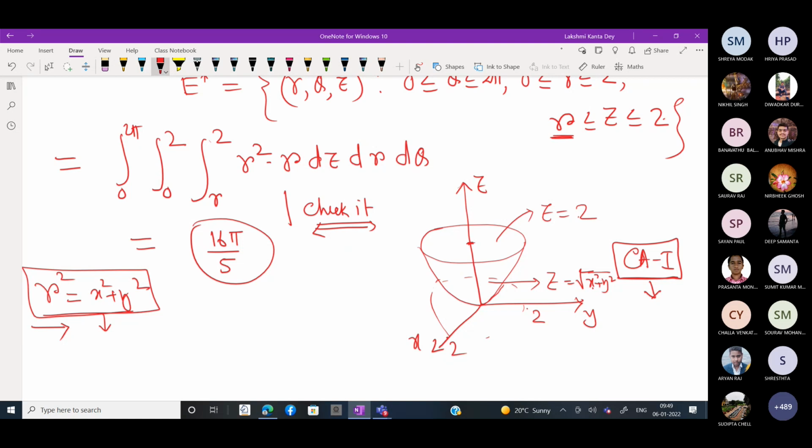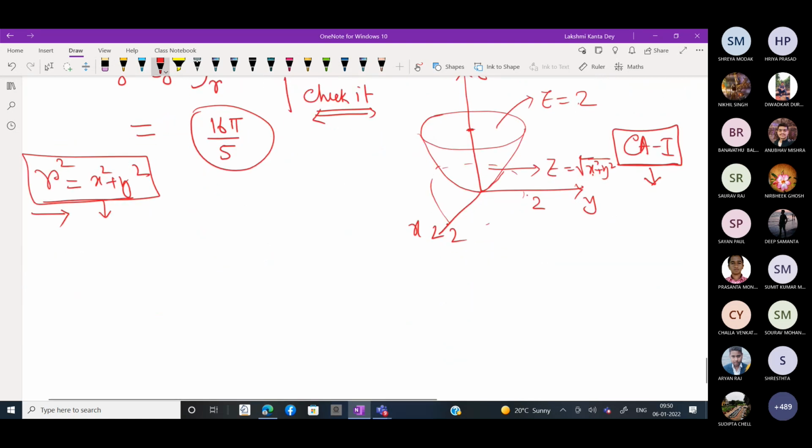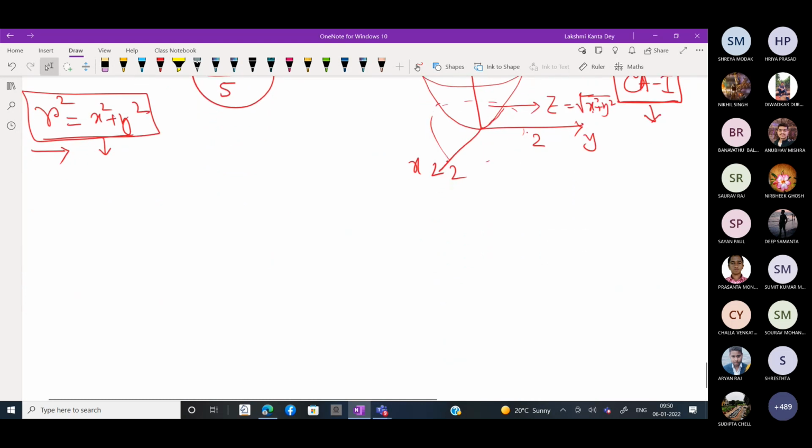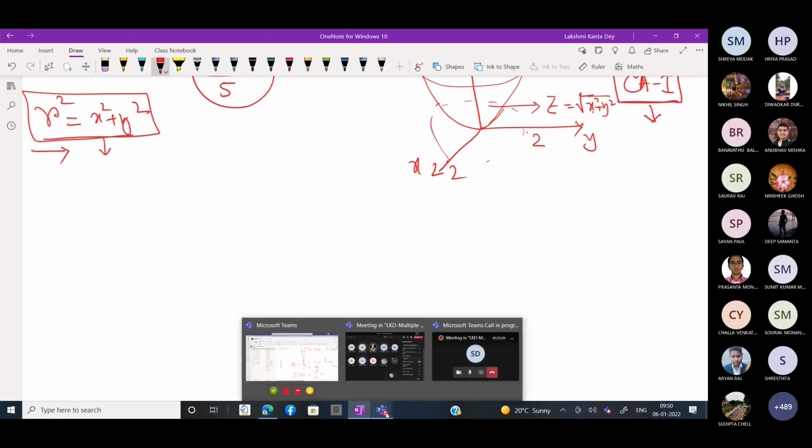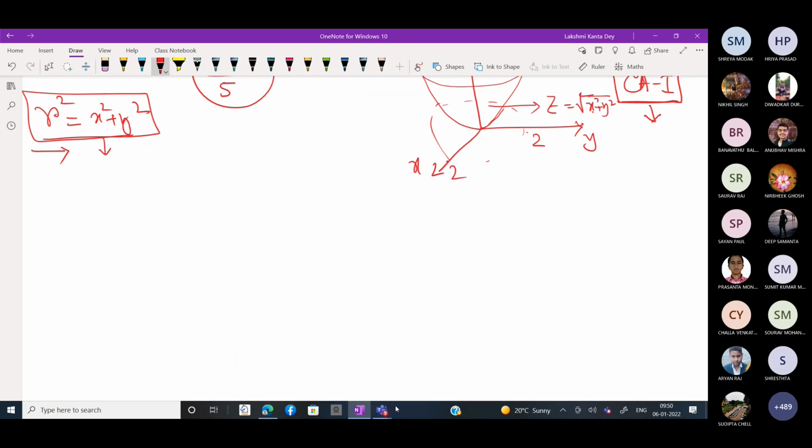Okay, so class is not finished. Please wait for 1 or 2 minutes. After that, I will tell you. Whatever I would like to tell is that after the CA1 week, I will be starting another integration, another coordinate system, that is the spherical coordinate system.